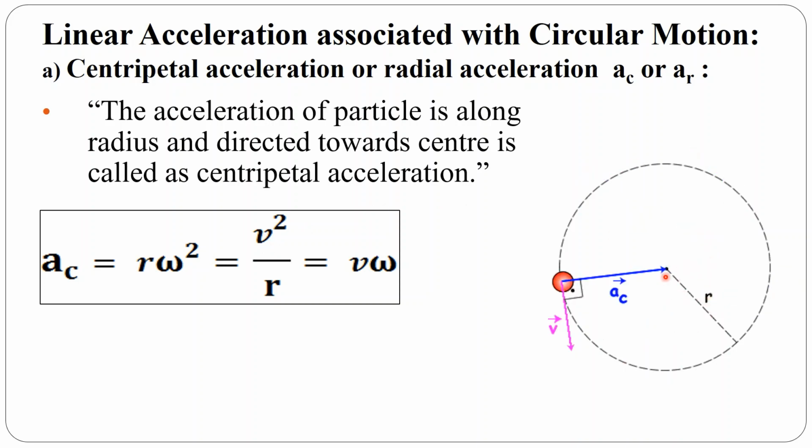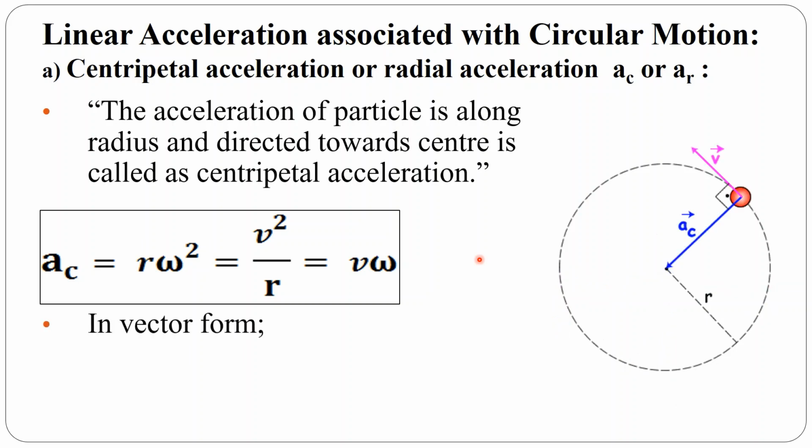As we saw, the blue arrow indicates the centripetal acceleration, which is along the radius and directed towards the center. That's why it is called centripetal acceleration, and since it is directed along the radius, it is also called radial acceleration. The notation for it is ac or ar. Have you got this?